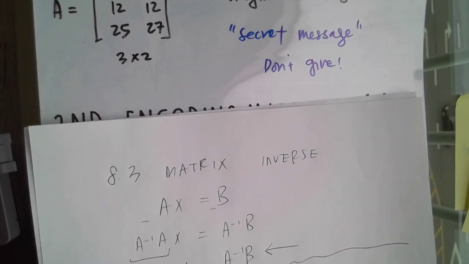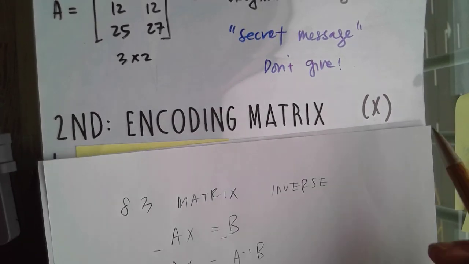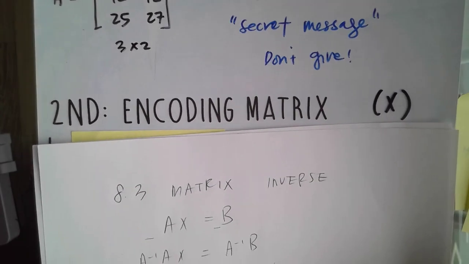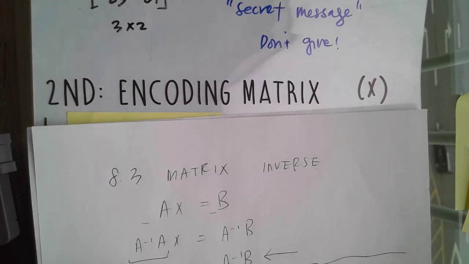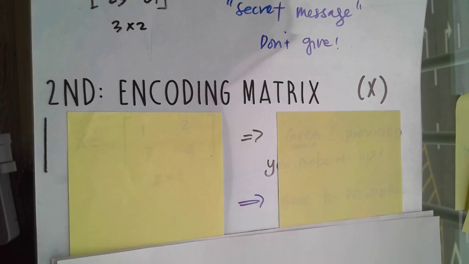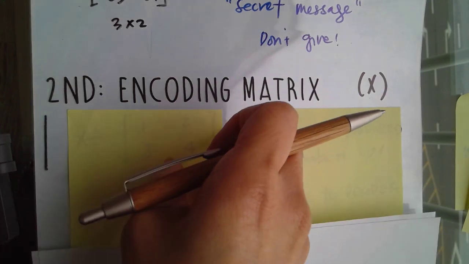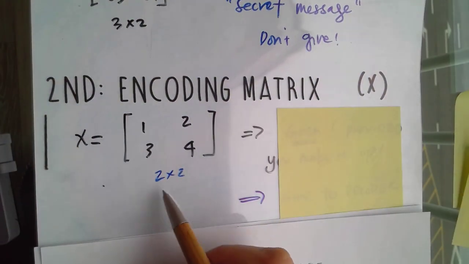So, next step, step 2, encoding matrix, your X. Your encoding matrix is the one that you want people to use to actually decode your message. And you can make that up however you want to. So in this case, I made up an X that's a 2 by 2.